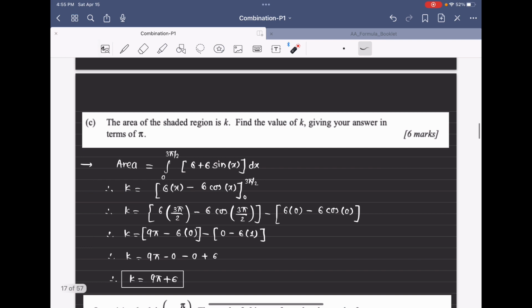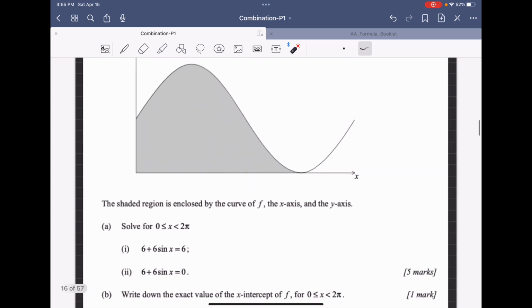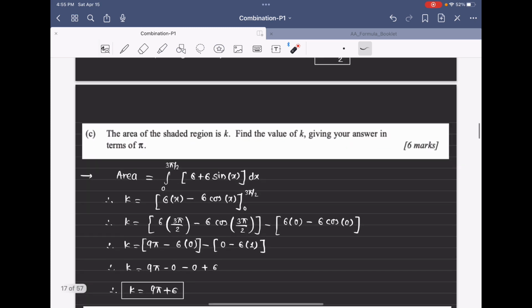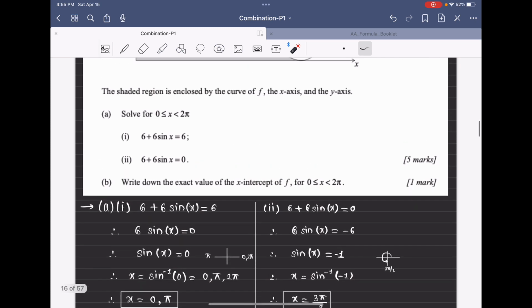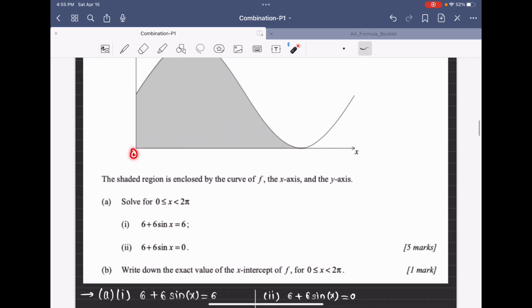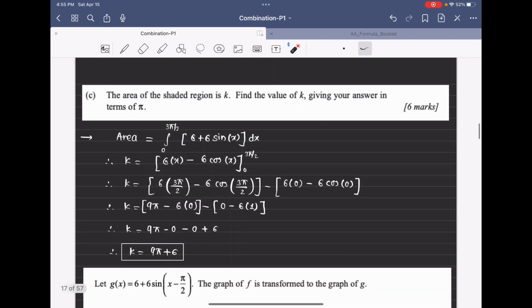Next, the area of the shaded region is k. Find the value of k, giving your answer in terms of pi. This area of the shaded region is given as k. So I know the lower limit is 0. I know this, which is my x-intercept, is 3 pi by 2. So I will start with the integral from 0 to 3 pi by 2 of 6 plus 6 sin x dx.